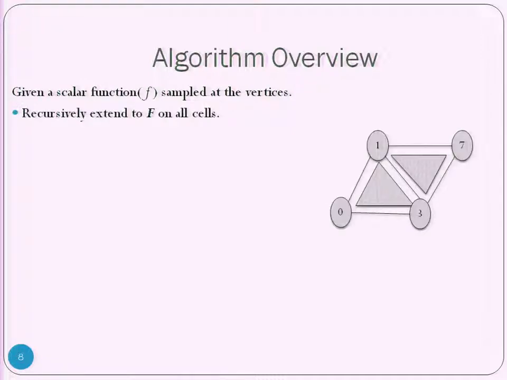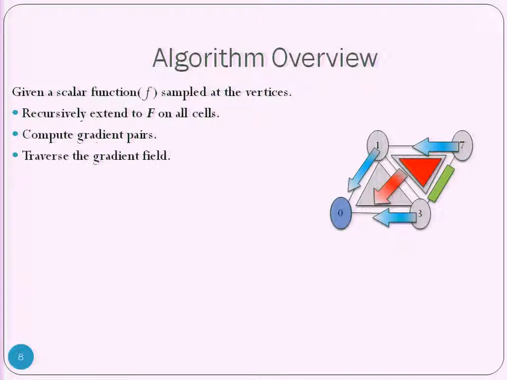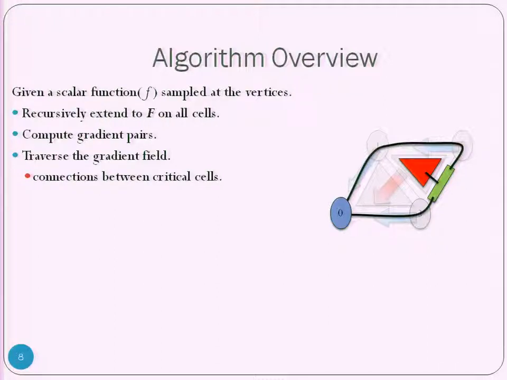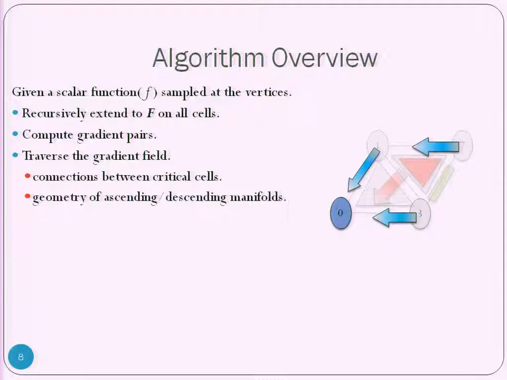So moving on, now I'll describe the algorithm in a little more detail. The algorithm works for a given scalar function that is sampled at the vertices of a given mesh. The first step of the algorithm is to recursively extend the function to a function capital F on all the cells of the given mesh. And as I said before, it works recursively, as you see in this example. Then using this function, we compute the discrete gradient pairs with the notion of steepest descent in mind. This gives you a directed acyclic graph, which is traversed, and this reveals the connections between the critical cells and therefore the combinatorial structure. It also reveals the geometry of the ascending and descending manifolds.